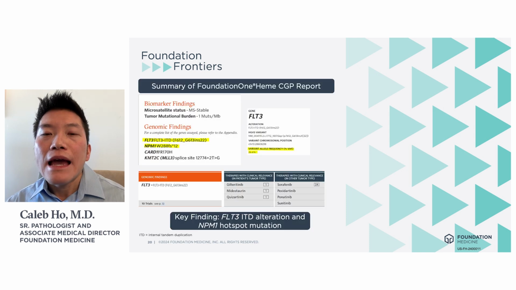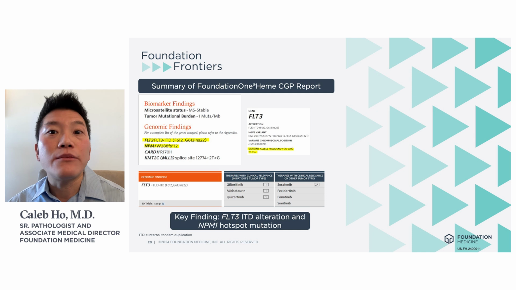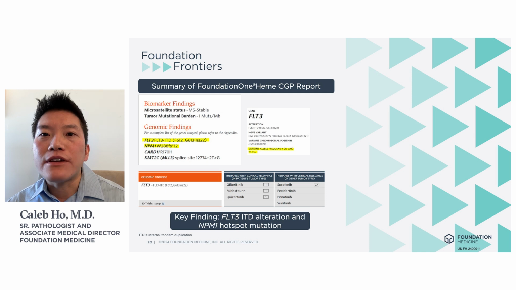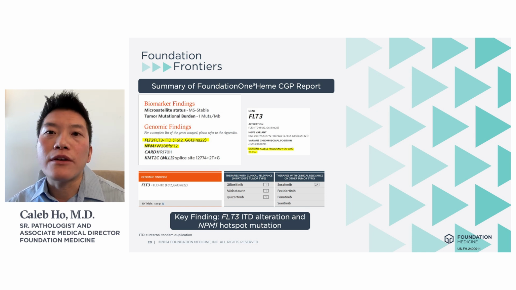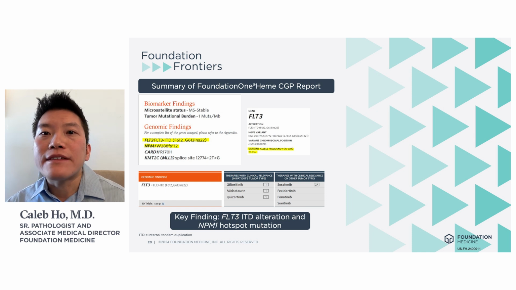In this case, the key findings from the Foundation One Heme report included a FLT3 internal tandem duplication, or FLT3-ITD, as well as an NPM1 hotspot mutation. The FLT3-ITD in this case is long, which is a duplication of a total of 66 base pairs, leading to the addition of 22 amino acids. Foundation One Heme can detect different alterations in FLT3, including relatively long FLT3-ITDs.